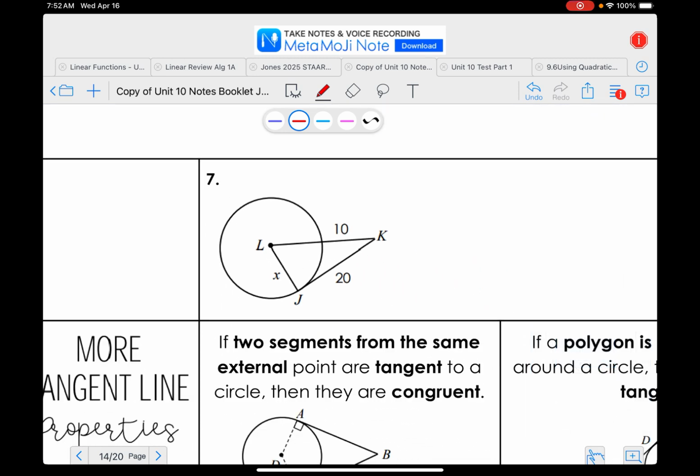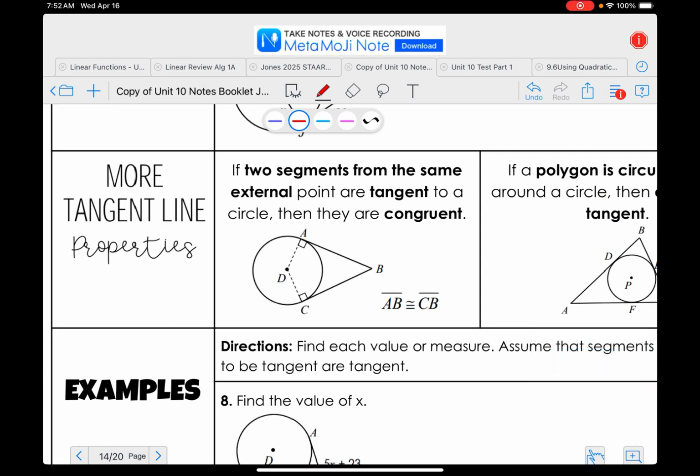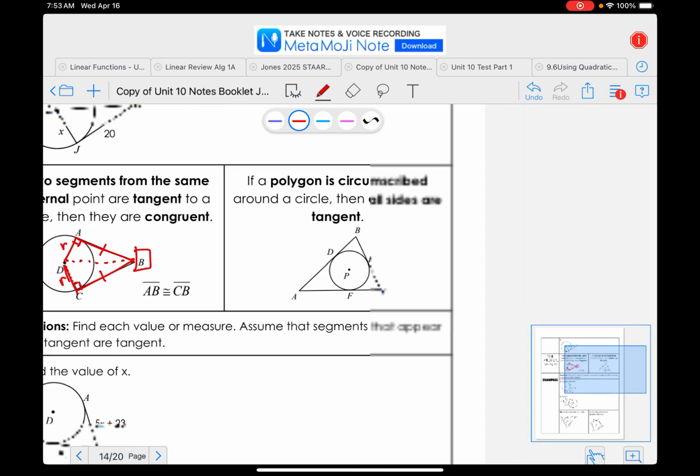I'm not going to do that one. We'll look at more properties. So if two segments from the same external point, so here they are from B, if they're both tangent to the circle, then they're congruent. And remember that this is perpendicular. These are radii, so they're the same thing. And therefore, you could make two right triangles out of it. So AB is congruent to CB if those are both tangents from the same point.